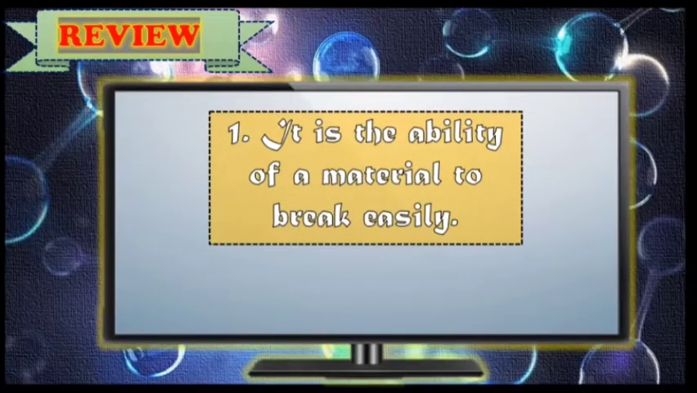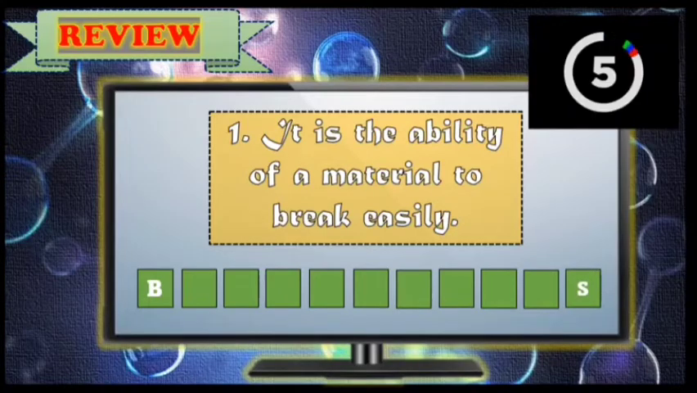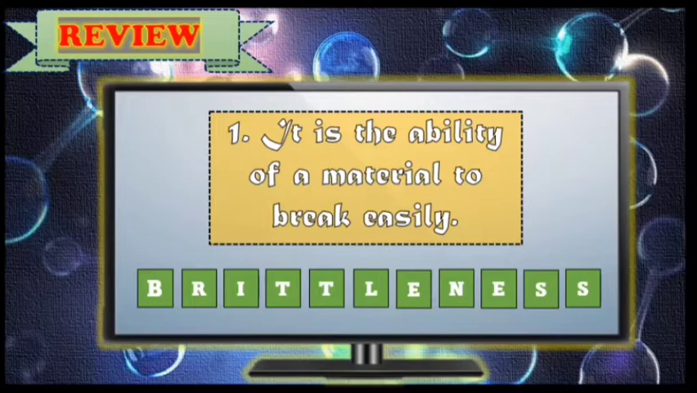Last meeting we discussed the usefulness and harmfulness of materials. So this time, let's play a game. All you need to do is to identify what property is being described. Are you ready? Let's start. It is the ability of the material to break easily. It has 11 letters. It starts with letter B and ends with letter S. What is the word? You're right. It is brittleness.